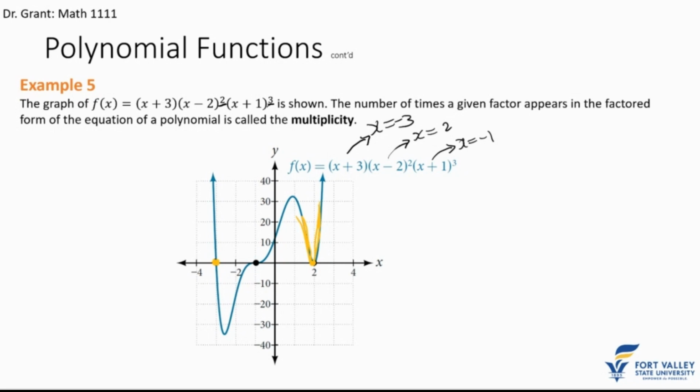And then when you have a multiplicity of 3, like we do with x equals negative 1, so we're here, it's going to give us a little flat, and then it goes through. It doesn't go straight through, it gives a little flat, then we go through. And this happens for all odd multiplicities, meaning we have an odd number for the multiplicity.